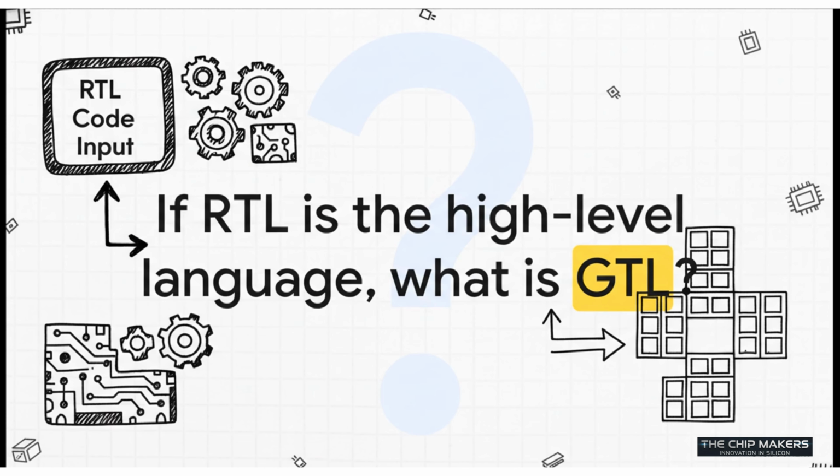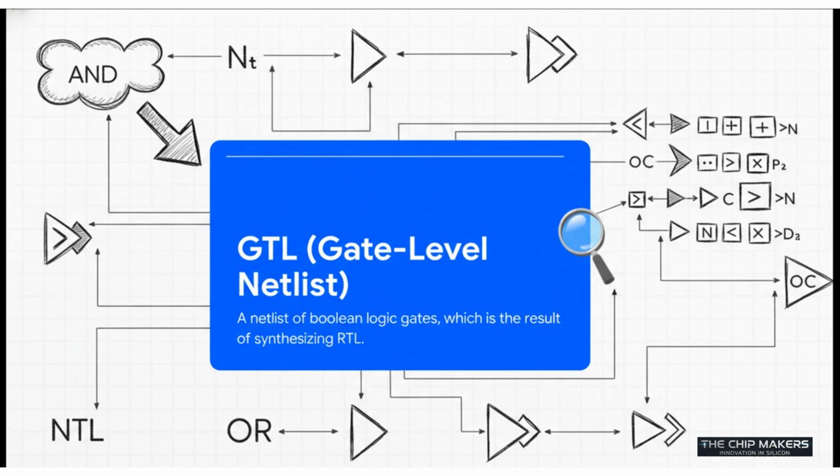Okay, so RTL gives us that high-level blueprint. It's great, but it's still a bit abstract, you know? What happens when we take that blueprint and we feed it into our fancy design software? What's the next level of detail look like? Well, that's where we get to something called GTL. And this is where that magic of automation really starts to kick in.